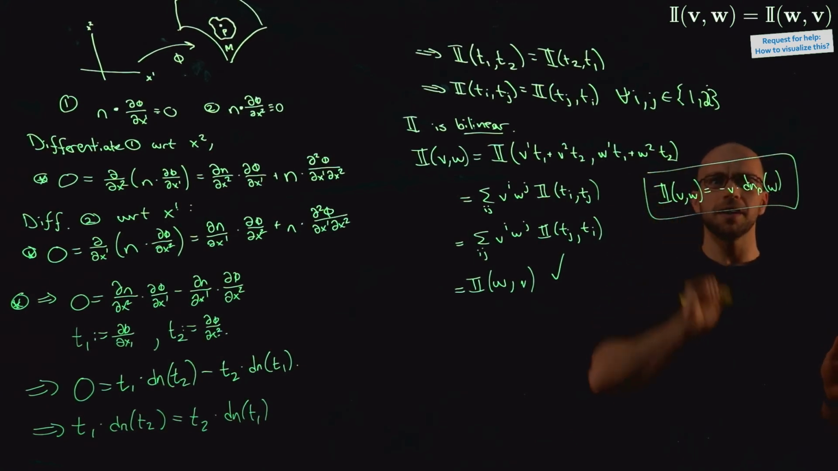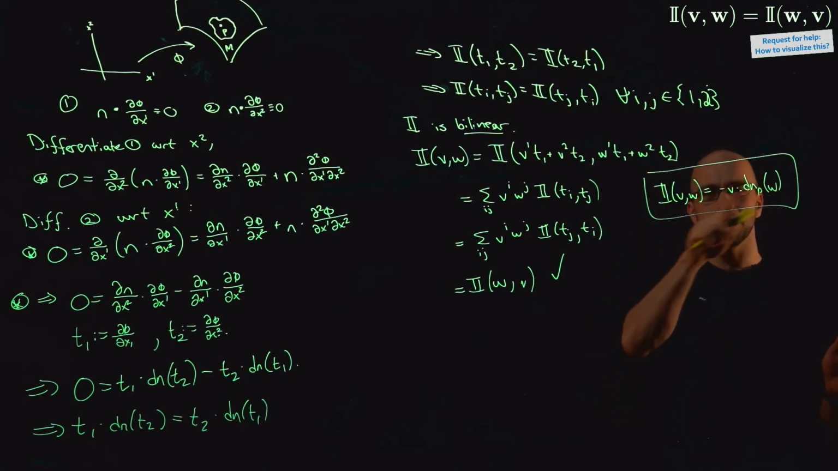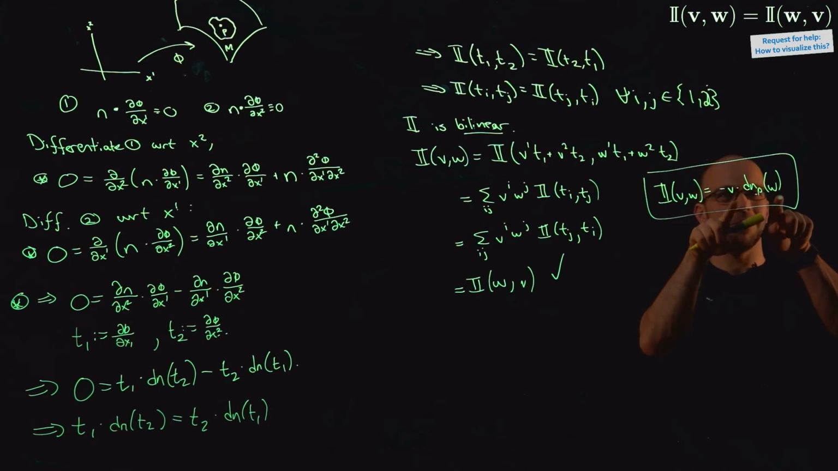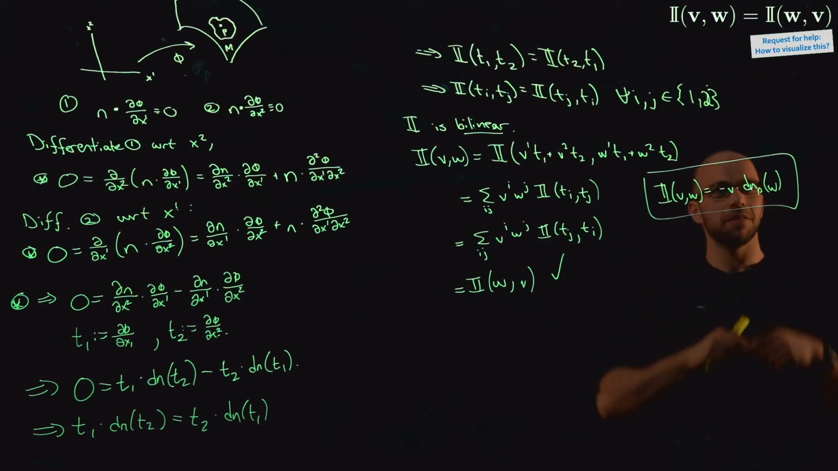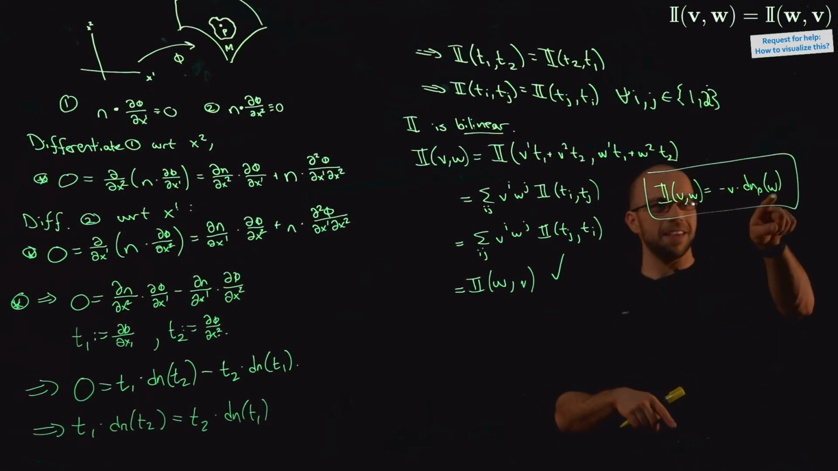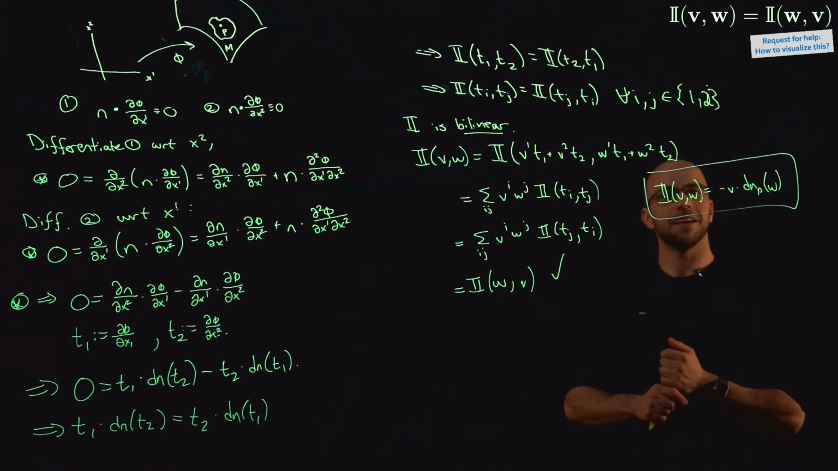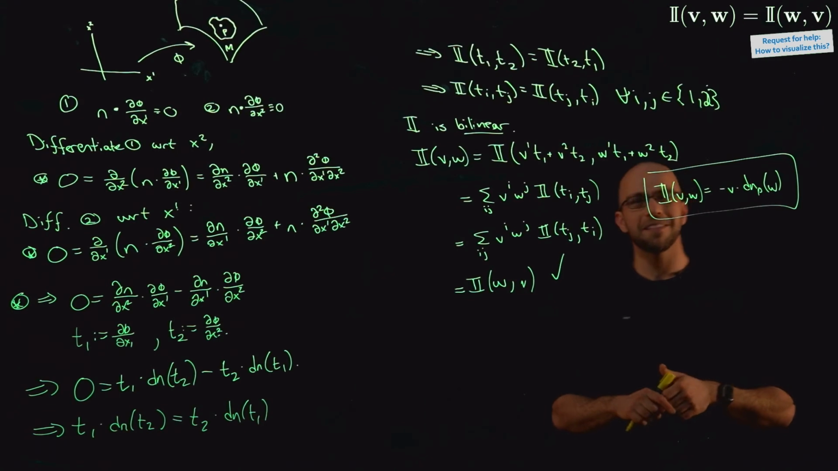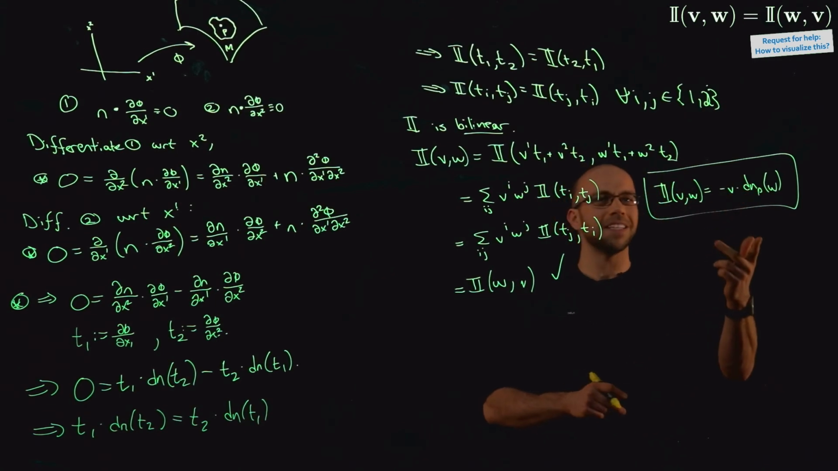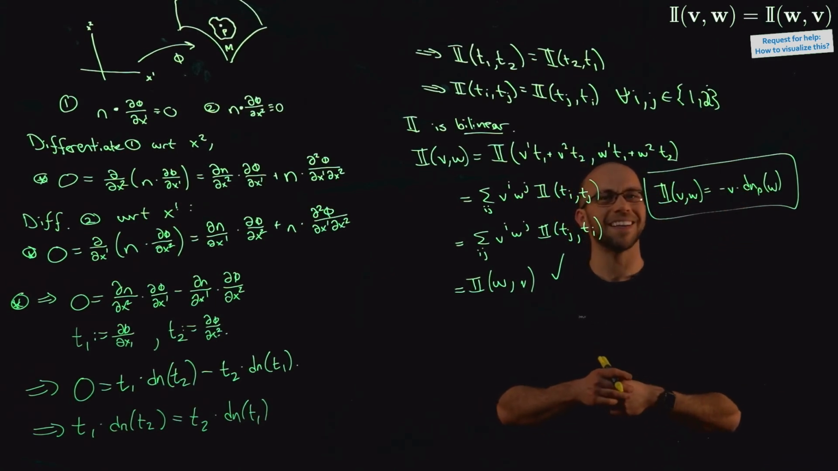In this form, it's really not clear that the second fundamental form should be symmetric, right? Somehow v and w are being used in very different ways. w is the direction that we're differentiating the normal, and v is the dot product direction. But somehow, when we swap the roles of v and w, we get the same number.